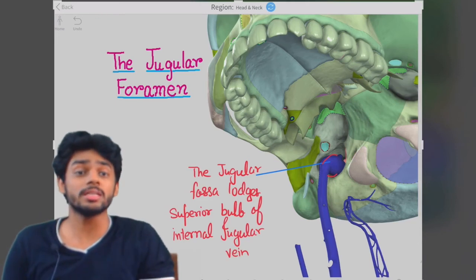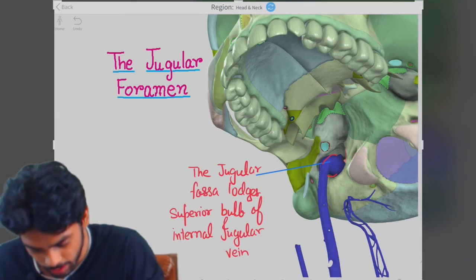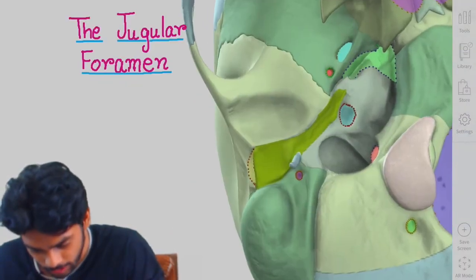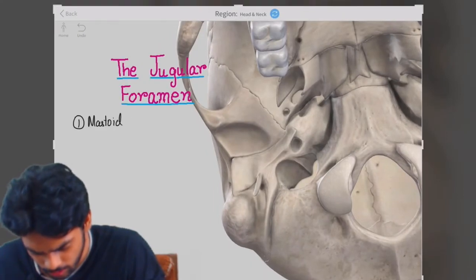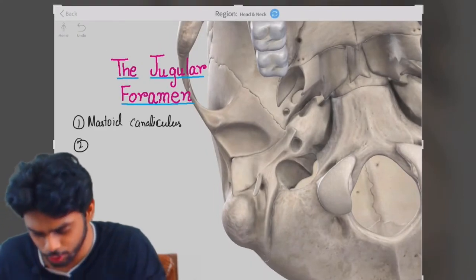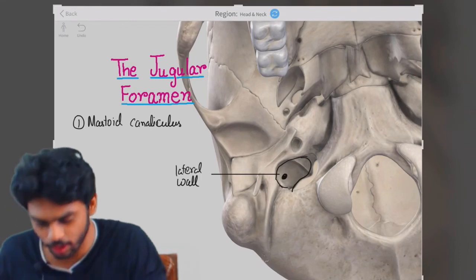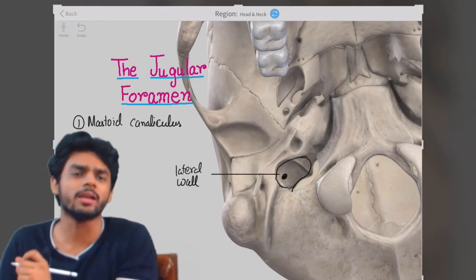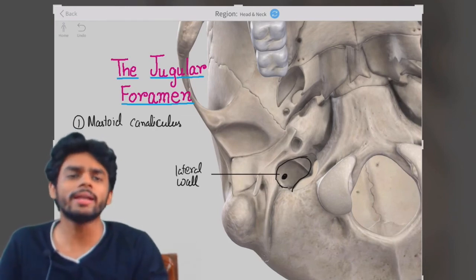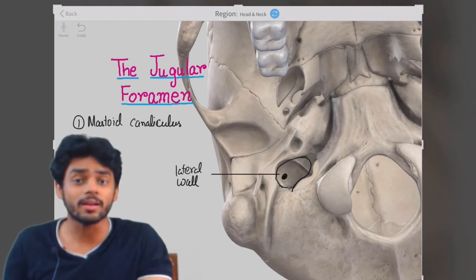Now we will see the lateral wall of the jugular fossa. It is pierced by, let me remove all this, and here you have the mastoid canaliculus, then the tympanic canaliculus. Let me show you first the mastoid canaliculus. This is the lateral wall, and on the lateral wall it is pierced by a canal known as the mastoid canaliculus. We will study the structure which is passing through this canal.